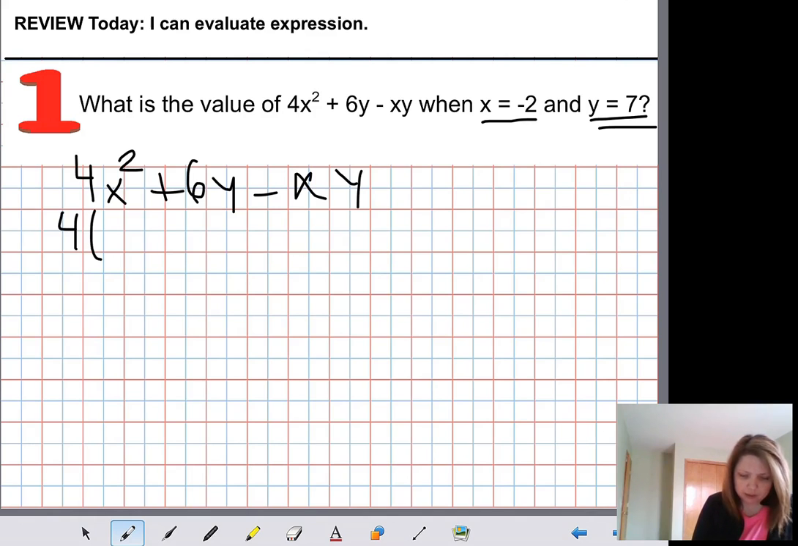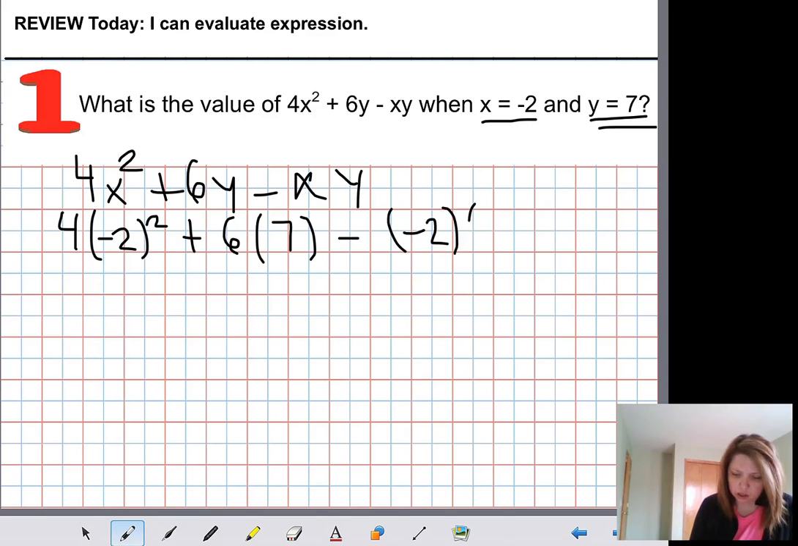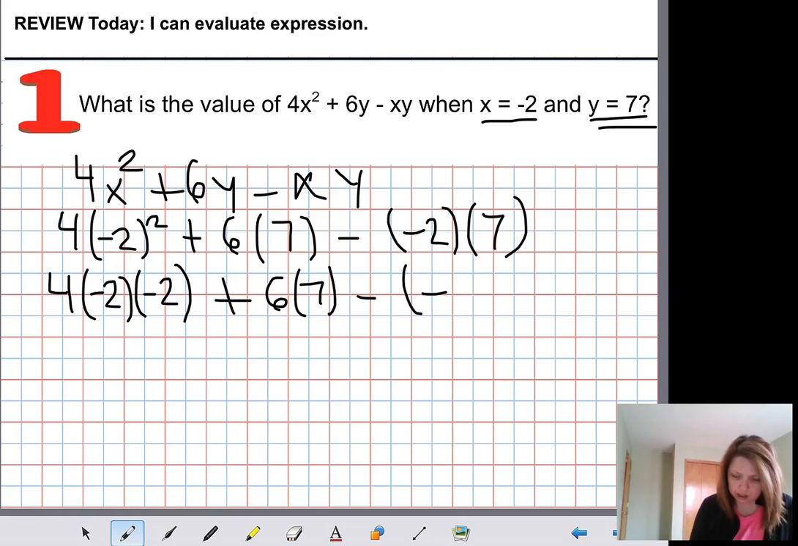So we have 4 times x, which is -2, to the second, plus 6 times y, which is 7, minus x, which is -2, times y, which is 7. This is how we substitute. Then we will start looking for the PEMDAS rule and do some simplification to get the final answer. So we're going to have 4 times -2 to the second, which is the same as -2 times -2, plus 6 times 7 minus -2 times 7.